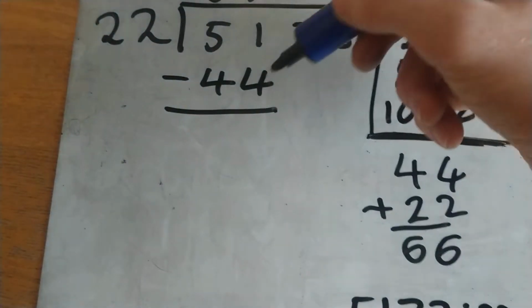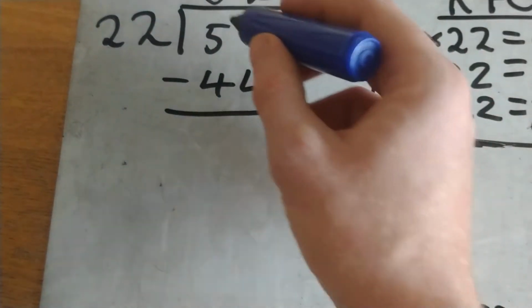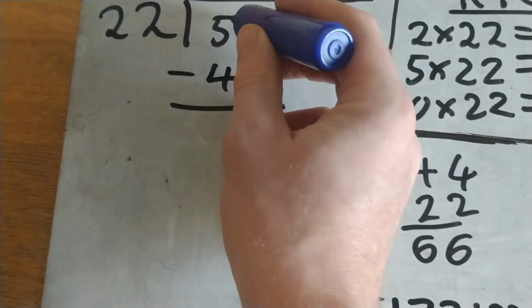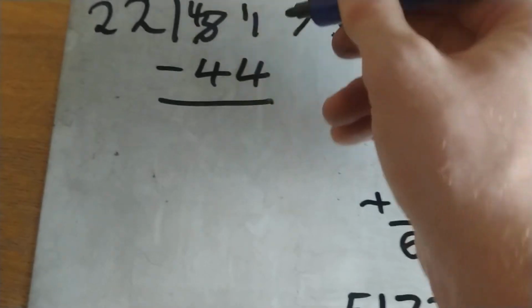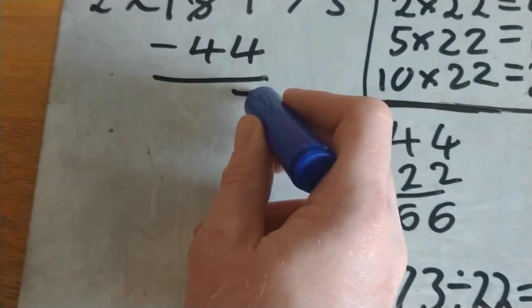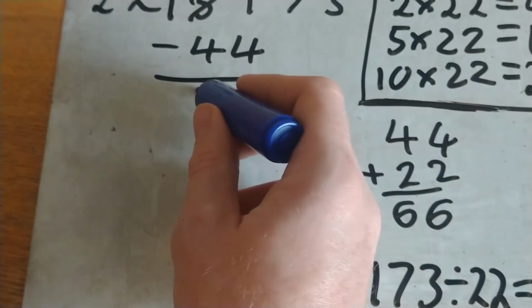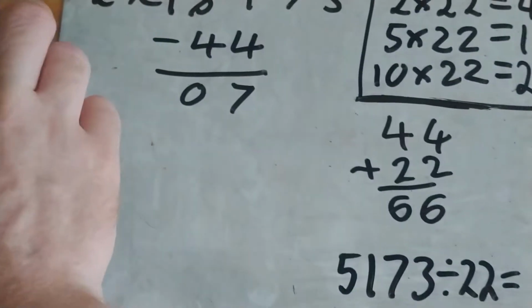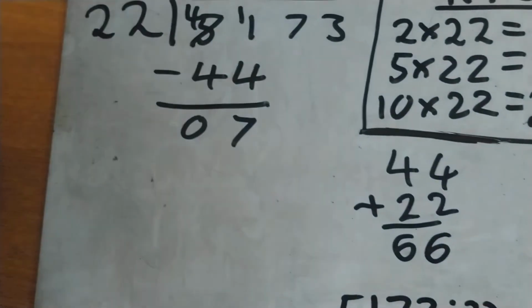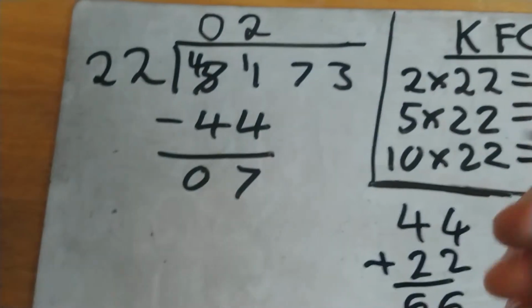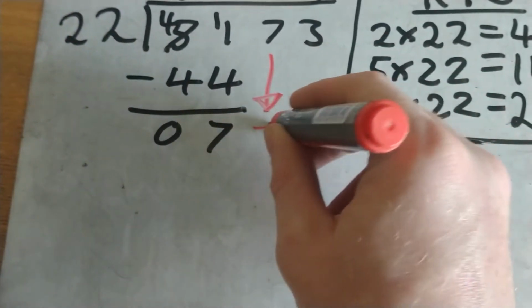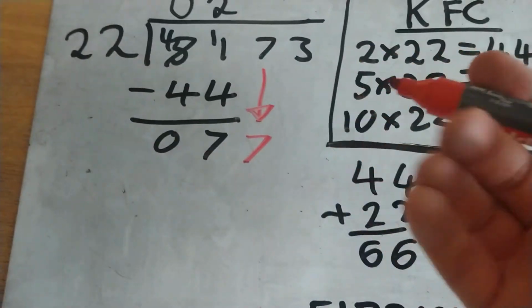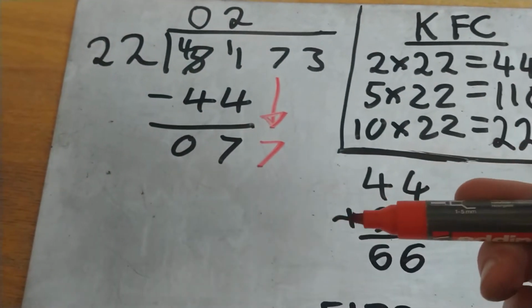So, 1 take away 4 I can't do, so like we would normally, I've got to exchange my 5 for a 4 and make this 11. 11 take away 4 is 7. 4 take away 4 is 0. Once I've done my subtraction, I need to bring down my next digit. So my next digit here is a 7. And like in class, I'm using a different color to show my numbers coming down.